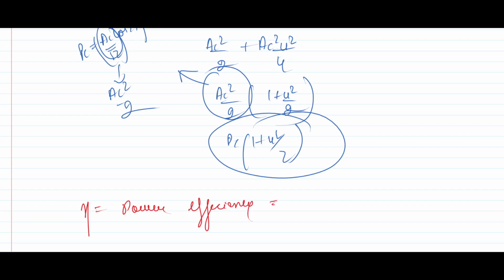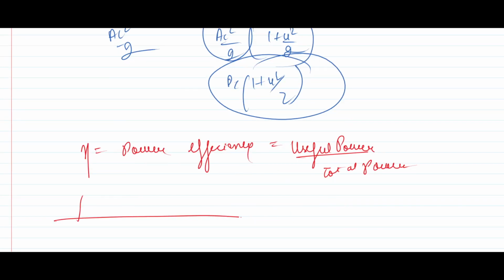Power efficiency is useful power divided by total power. So what is the useful power? As I told you, in a particular message signal, the important parts which contain the information are the upper sideband and the lower sideband. What is not carrying information is the carrier impulse. So the useful power is the power of the upper sideband plus the power of the lower sideband, divided by total power.